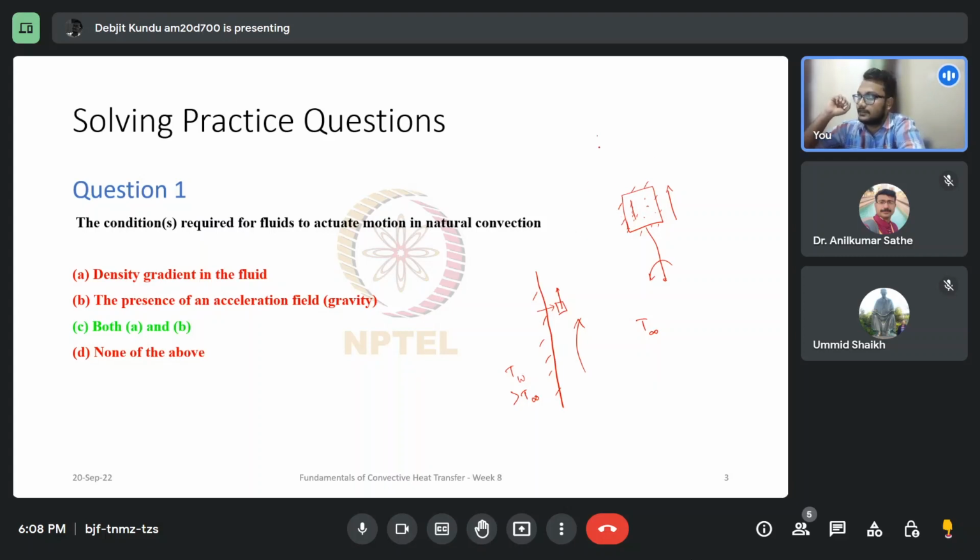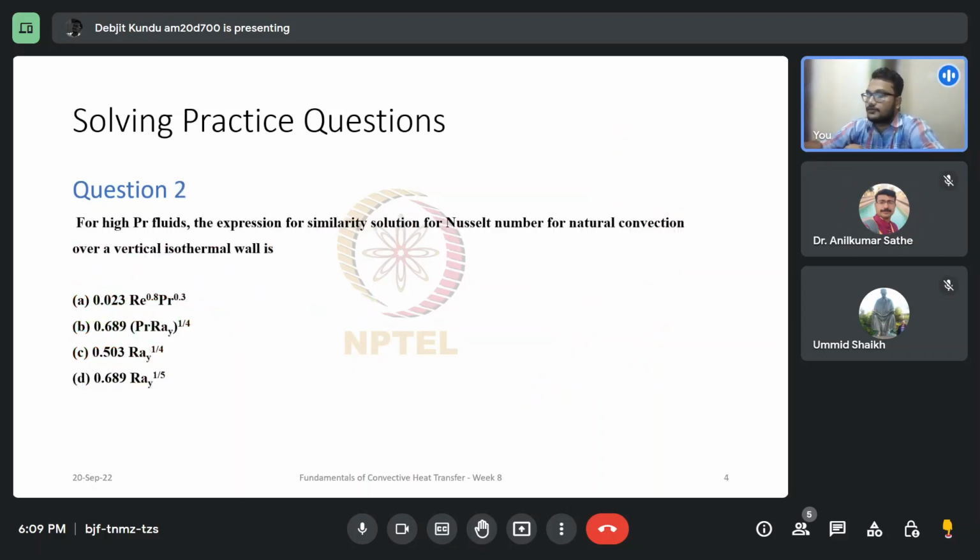If I take any isolated container like this, fill it up with a fluid in absence of any acceleration field, and I have some hot plate placed over here, this would heat up the liquid in its vicinity. The density of that would reduce, but that won't set up any current within the fluid. Does that make things clear? Yeah, why the acceleration field is necessary? Okay.